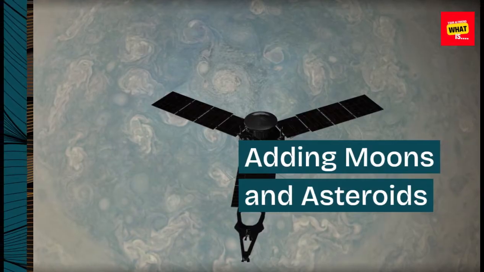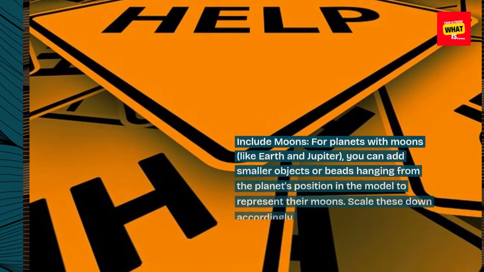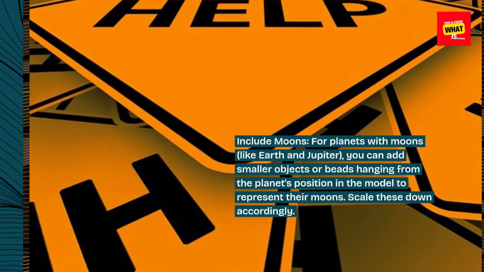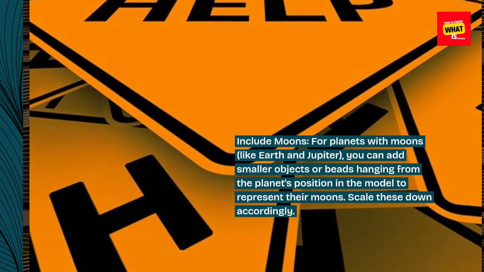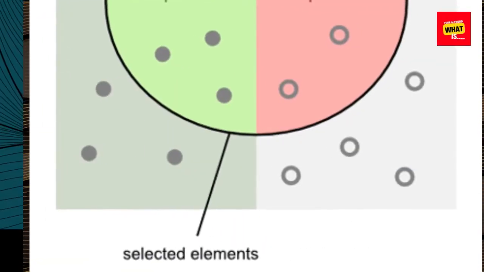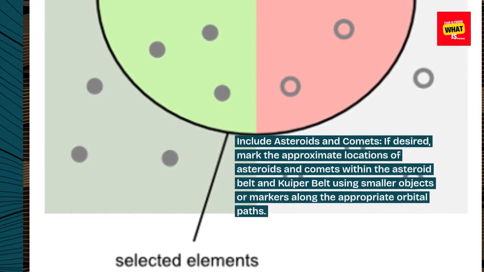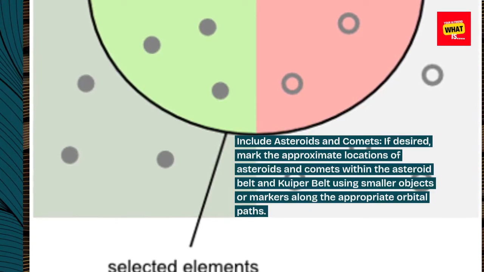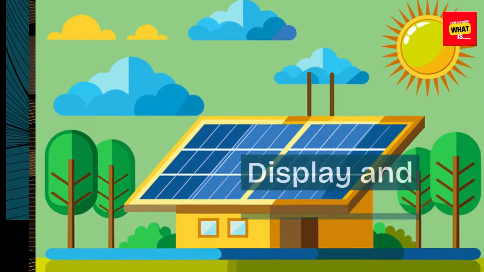Adding moons and asteroids. Include moons. For planets with moons, like Earth and Jupiter, you can add smaller objects or beads hanging from the planet's position in the model to represent their moons. Scale these down accordingly. Include asteroids and comets. If desired, mark the approximate locations of asteroids and comets within the asteroid belt and Kuiper belt using smaller objects or markers along the appropriate orbital paths.